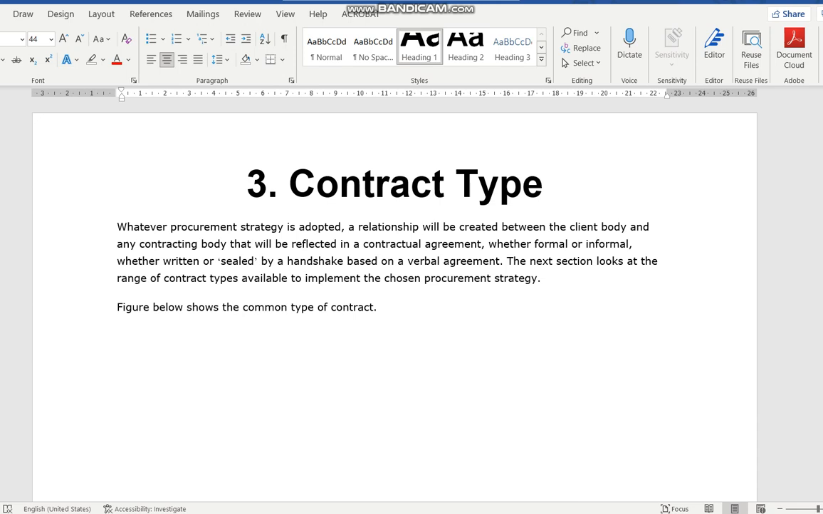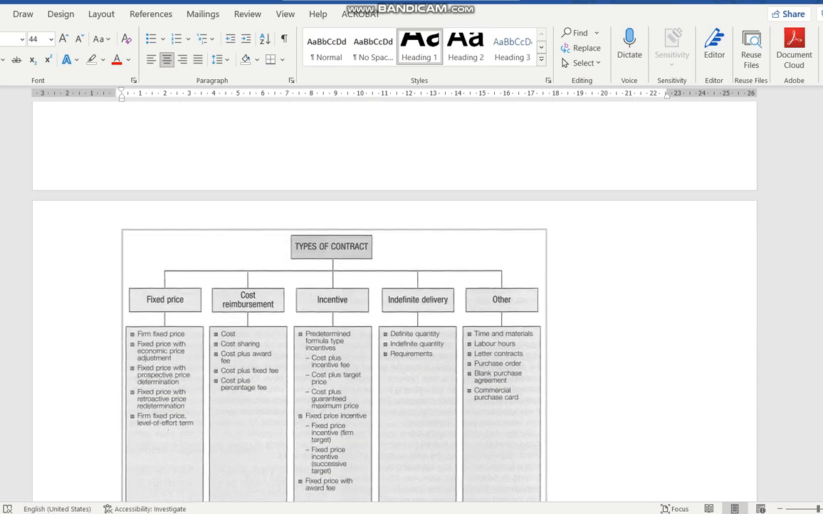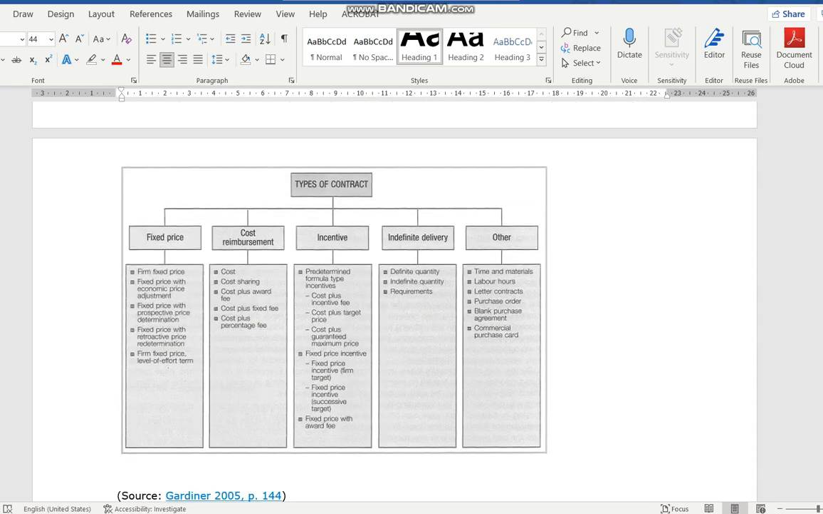Basically, the relationship between the client body and any of the other parties in the job, like the design professionals or the contractors, is already confirmed in a way that is set. So now we need to look into contracting strategies. In the contracting strategies, there are a few common contract types. So there are fixed price contracts, cost reimbursable contracts, incentive contracts, indefinite delivery, and others.